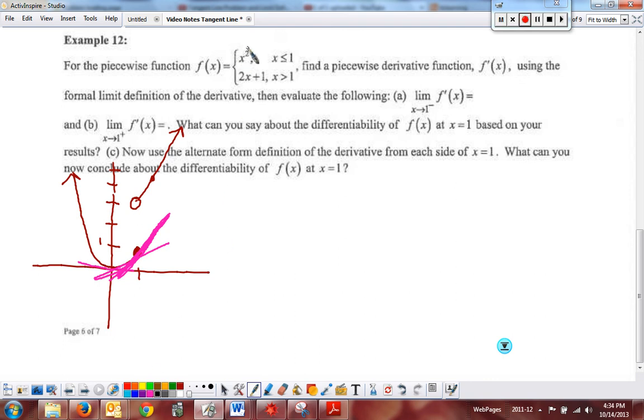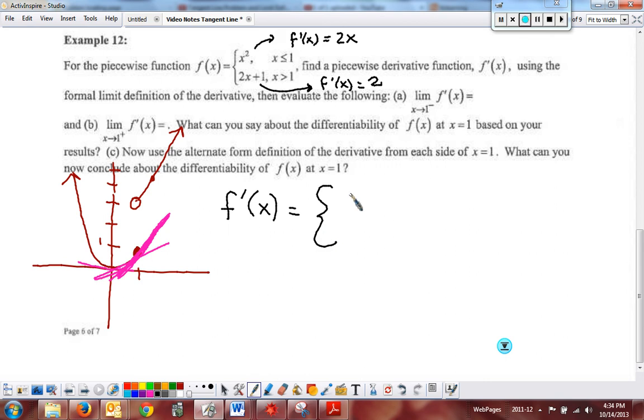I'm not going to do the work for this, but let's say that I want to find the derivative for this piece. Your f prime of x is going to be 2x. I'll let you do all the work for that on your own. And the derivative of this piece is going to be simply 2. So I can think about the derivative f prime of x as its own piecewise function, where the left piece is going to be 2x, and the right piece is going to be 2.